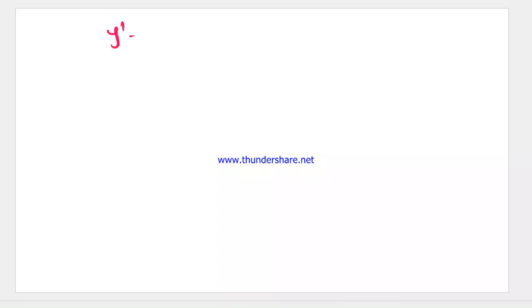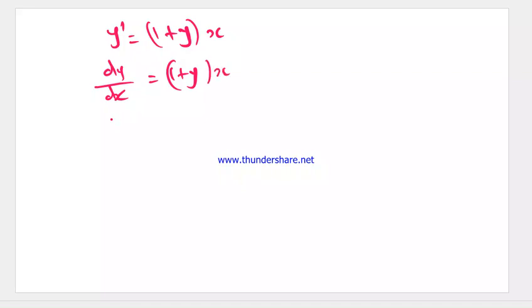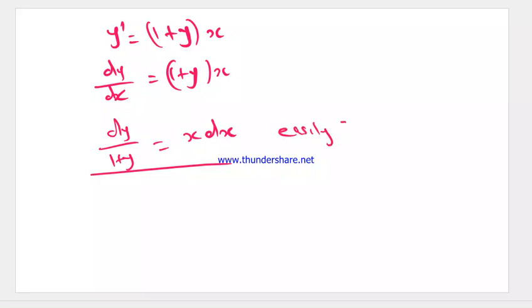When we have y prime equals 1 plus y multiplied by x, we can easily separate the variables or collect the like terms. So this is dy/dx equals 1 plus y multiplied by x. We can collect all the 1 plus y under dy and collect x under dx. So this is easily separable.